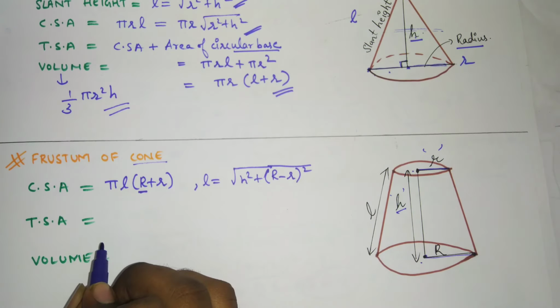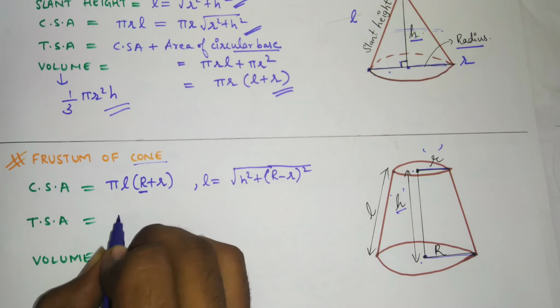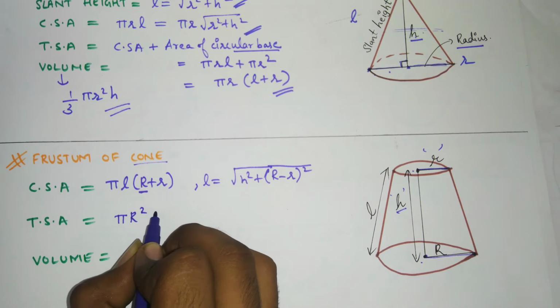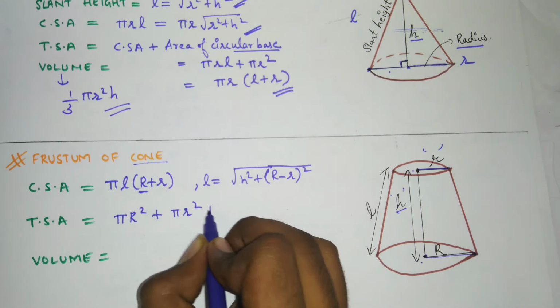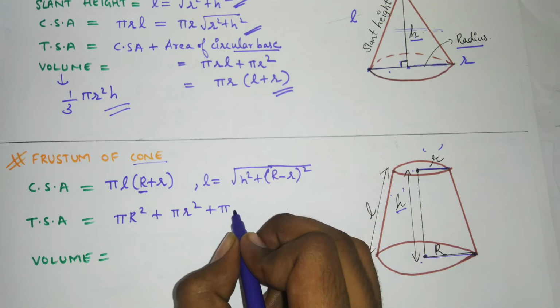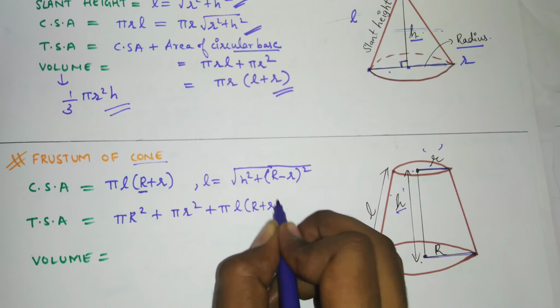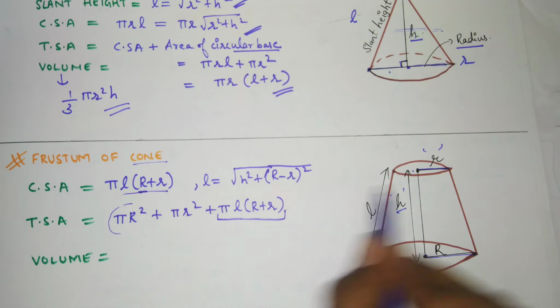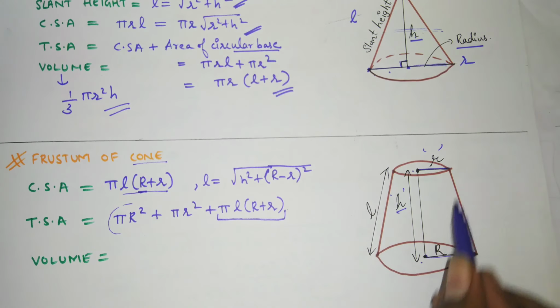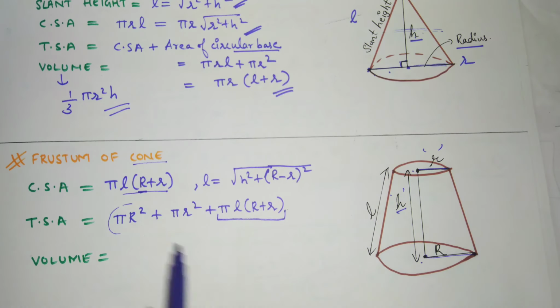Try to understand that. Total surface area will be pi capital R square plus pi small r square plus pi L into R plus r. This is nothing but the CSA, curved surface area, plus the area of the larger circle plus the area of the smaller circle. That is nothing but total surface area.